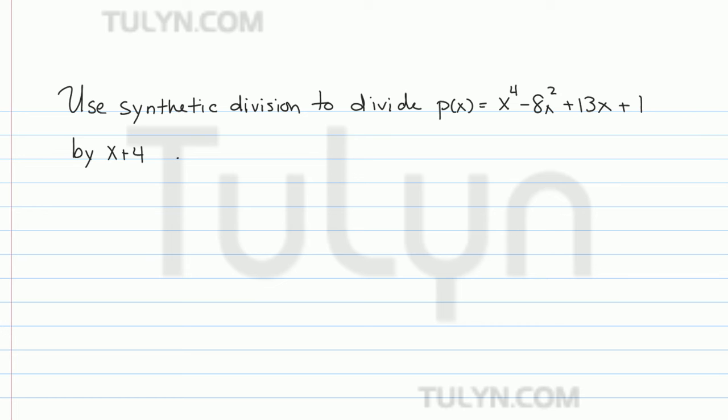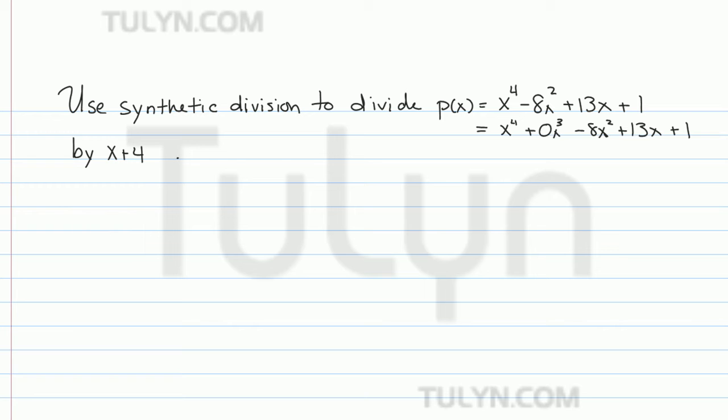Use synthetic division to divide p of x equal to x to the fourth minus 8x squared plus 13x plus 1 by x plus 4. So the first thing I want you to notice is that in this p of x, there's an x cubed term missing, right? Since for synthetic division we need the coefficients for all of the terms, I want to rewrite this expression, adding a 0x cubed in. And since 0 times anything is 0, we're not changing the expression in any way. So that's the first thing I want to do.